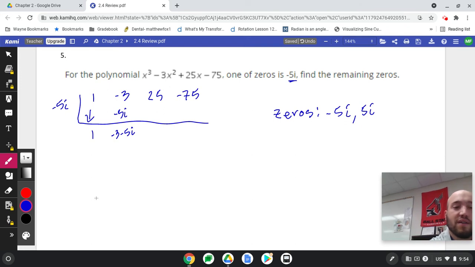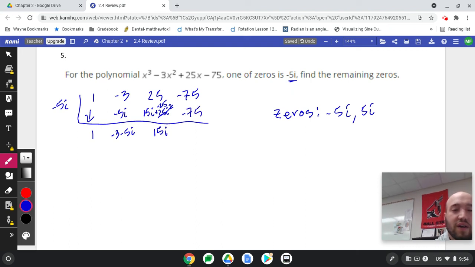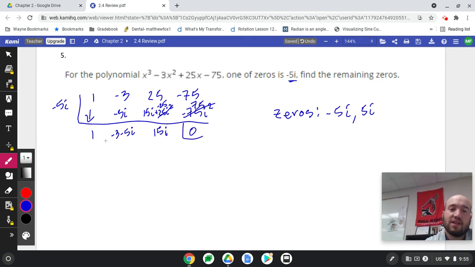So -5i times -3 would be 15i. -5i times -5i would be plus 25i squared. Hopefully you remember i squared is -1, so 25i squared is actually -25. Add straight down, and we're left with 15i. Multiply that by -5i, and that gives us -75i squared, which is the same as 75. So if we add straight down, we get 0, which is good. And once again, I could write this as x squared minus 3 minus 5i x plus 15i.